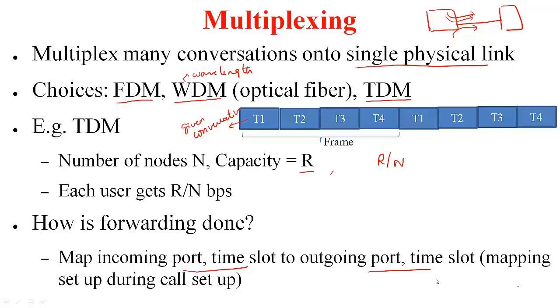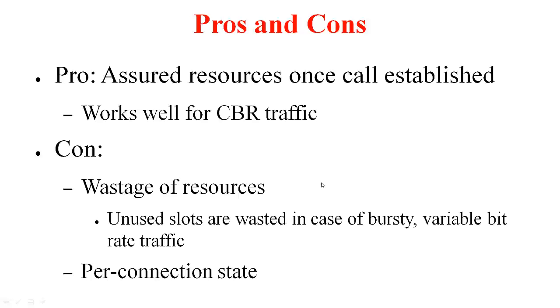So what are the pros and cons of this particular approach? We covered this as part of TDM. The advantage is that you are assured resources once the call is established. This works very well for constant bitrate traffic. Voice belongs to this category, and that is why telephone networks use this particular switching. The disadvantage is that it can potentially lead to wastage of resources if the traffic is bursty or variable bitrate.